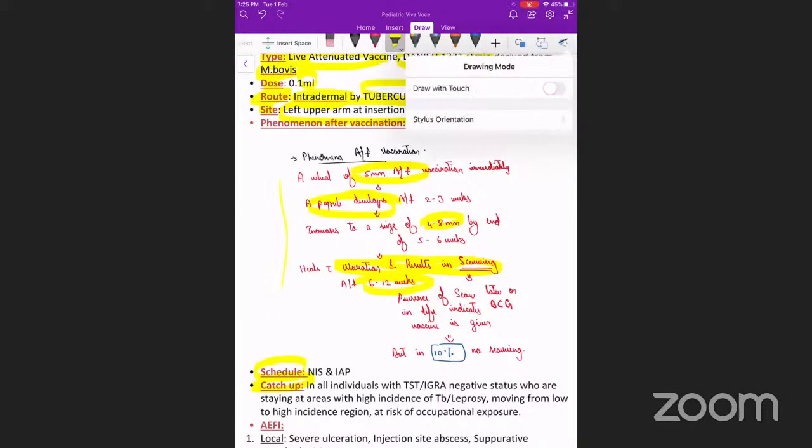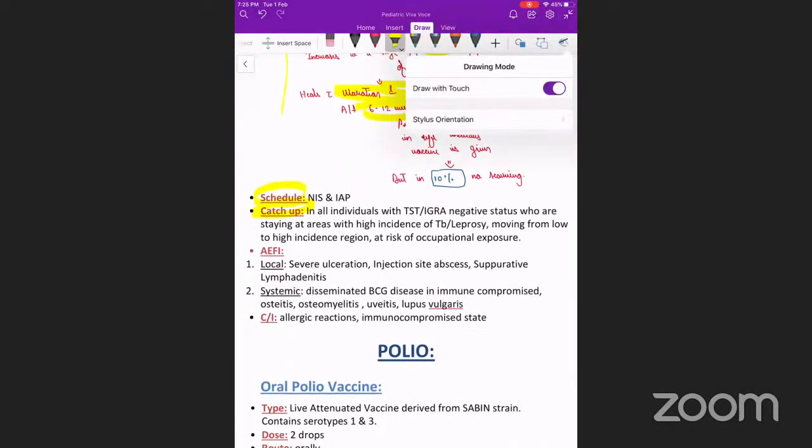Next is the schedule, the national immunization schedule and the IAP schedule. It is given at birth. All of you know this. Next is the catch-up. When do we advise catch-up? It is advised in all individuals with a negative tuberculin sensitivity test and IGRA status who are staying in regions with a high incidence of TB or leprosy, or who are moving from a region of low to high incidence areas, for example moving from a developed country to an underdeveloped country, or who are at risk of occupational exposure, like a healthcare worker. All these people are expected to receive BCG.